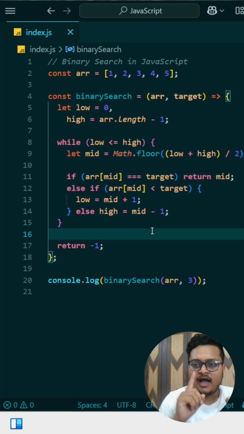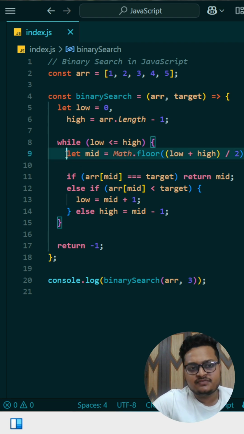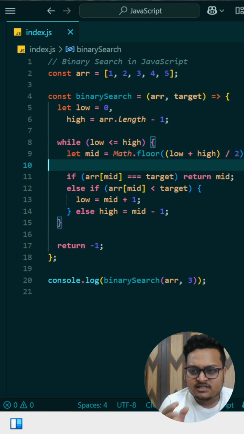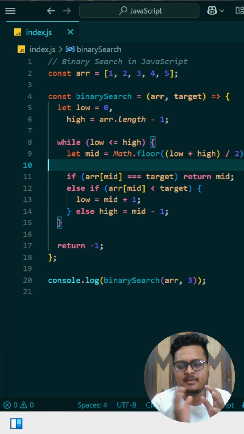And then I am checking whether the left and right are crossing each other. Until that position, we have to continue our iteration. In that, I am first checking the mid element. How can we find the mid element in the array? We can simply divide low plus high by 2, and we'll get our mid.